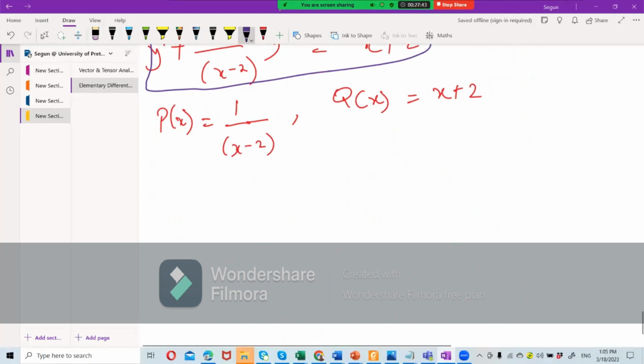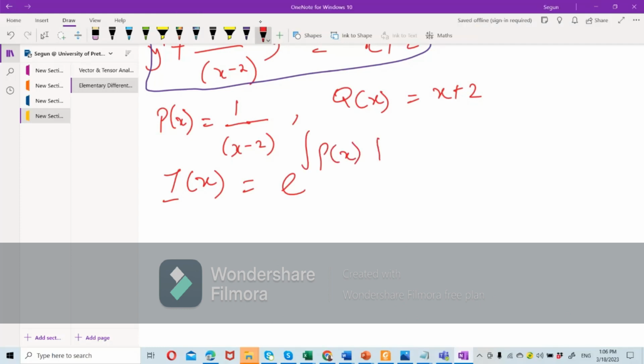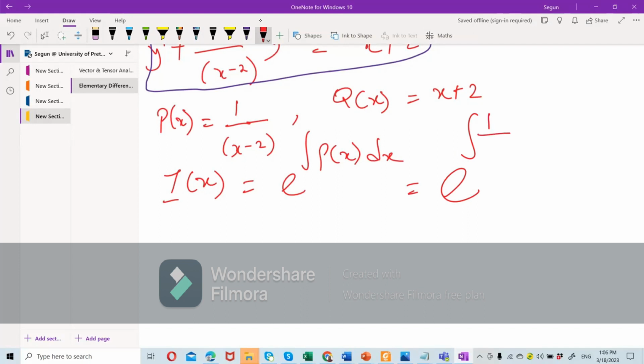So let's proceed. We have I of x, the integrating factor, equals exponential of the integral of p of x dx, which is the same thing as exponential of the integral of 1 all over x minus 2 dx. Because we know our p of x is this, substitute your p of x in this place. That is what we did. Our I of x is the same thing as exponential ln x minus 2. When you integrate this, you have ln x minus 2. At the end of the day, you have x minus 2.